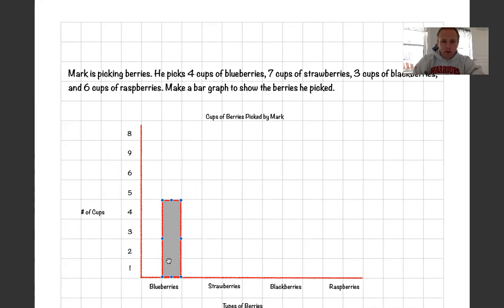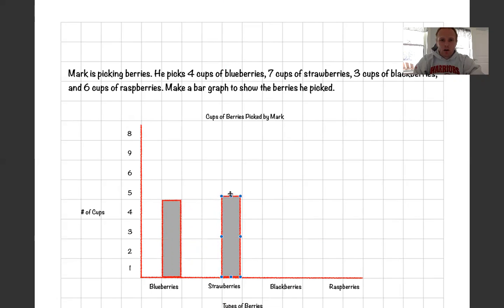And you'll see that there's 1 square here, a 2nd square here, a 3rd square here, and a 4th square here. So I filled in 4 squares. So that shows that he's picked 4 cups of blueberries. I can then do the same for my strawberries. Now, strawberries, he picked 7 cups.